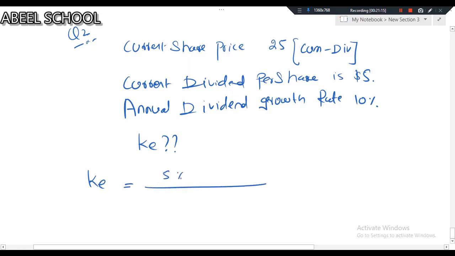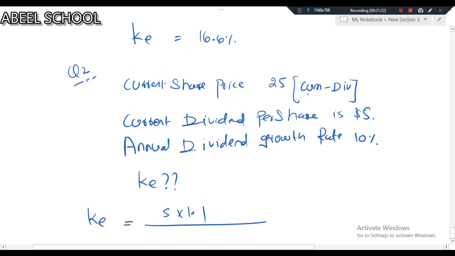D naught is 5, 1.1. Now I need to multiply this with P naught, but I will not take cum div. Cum div means cumulative of dividend. We have to make it ex div, excluding dividend. So the cum div price is 25 and the dividend is 5. If I deduct the dividend, I will get ex div price $20.